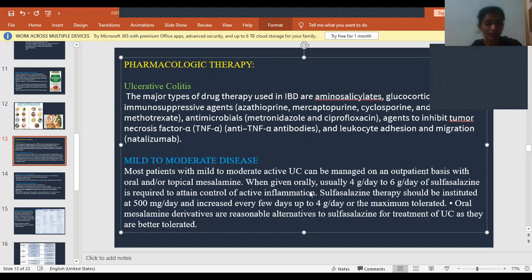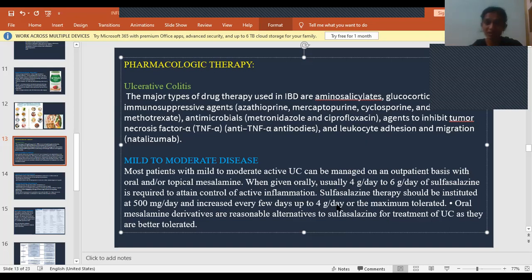When we give it orally, a dose of 4 grams per day to 6 grams per day of sulfasalazine is required to attain control of active inflammation. If there is any active inflammation, we go for sulfasalazine, which also comes under aminosalicylates. Sulfasalazine therapy should be instituted at 500 mg per day first, and then we increase the dose slowly, step by step, until we can reach 4 grams per day.